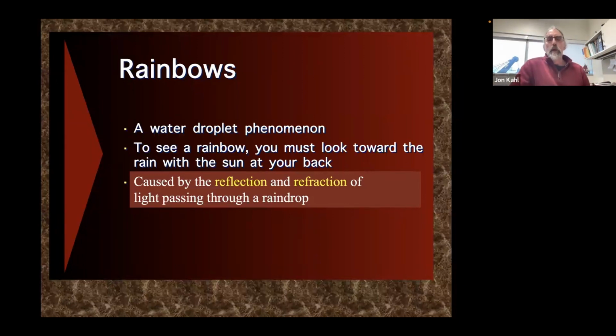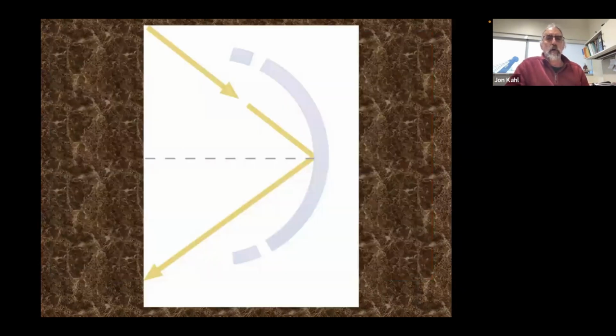Okay, so a rainbow is an optical phenomenon involving two physical things, reflection and refraction. So let me show you how that works. So when you have light, that's the yellow ray there, entering a raindrop, it has to reflect off the back of the raindrop. And that's easy. That happens all the time.